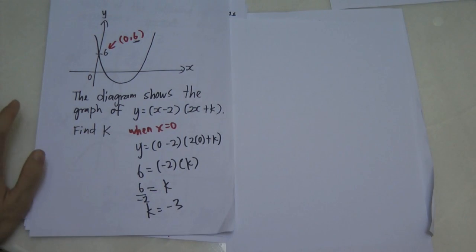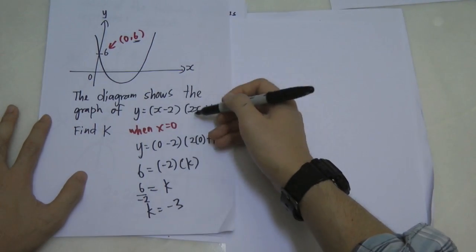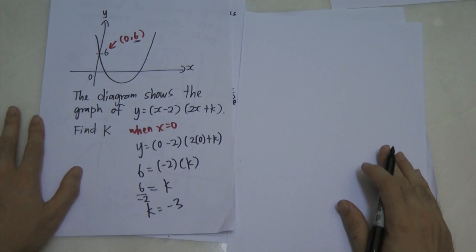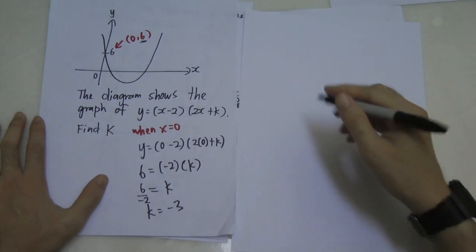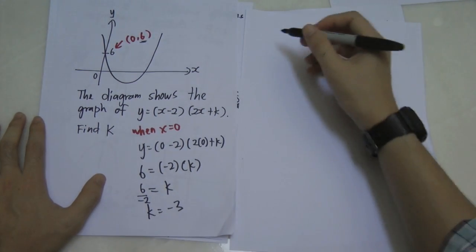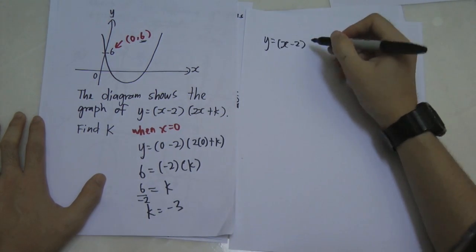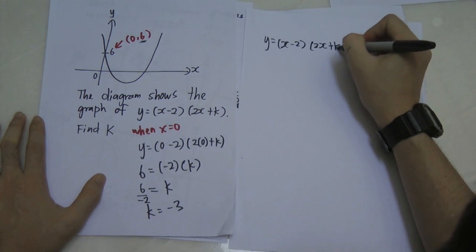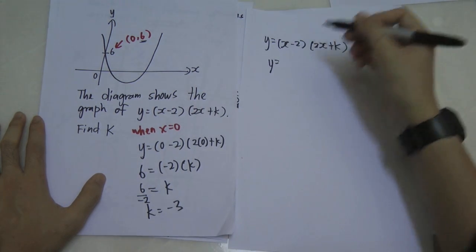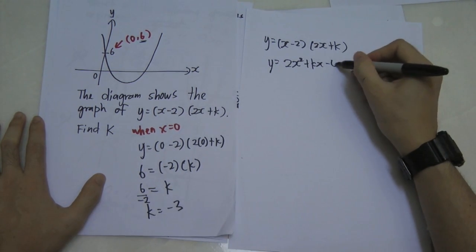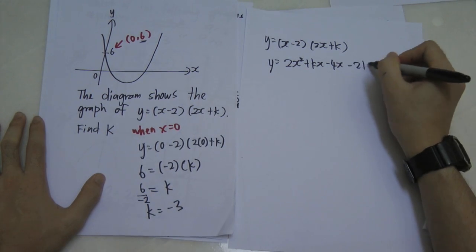Or if you want to multiply in first, you can also. But it will be a little bit more steps. So let's say I do it here. y will equal to (x minus 2)(2x plus k), isn't it? So when I multiply in, I will get 2x squared plus kx minus 4x and then minus 2k.